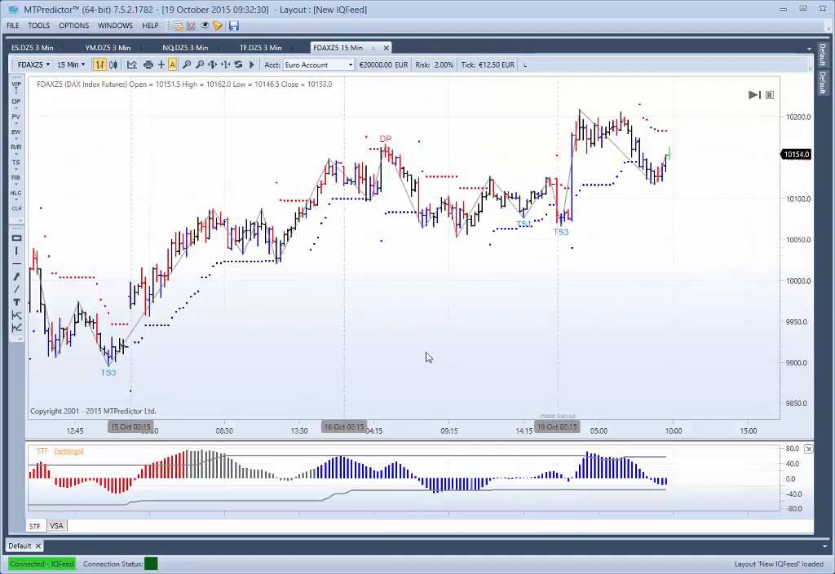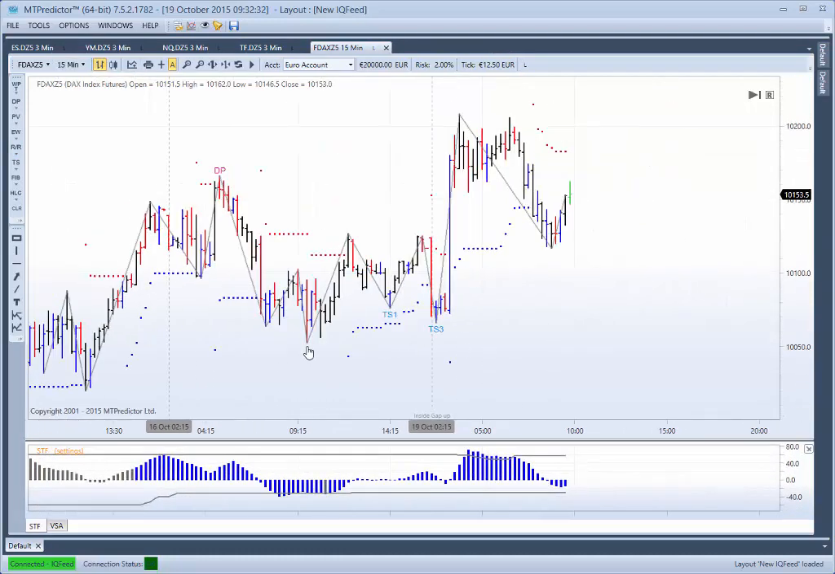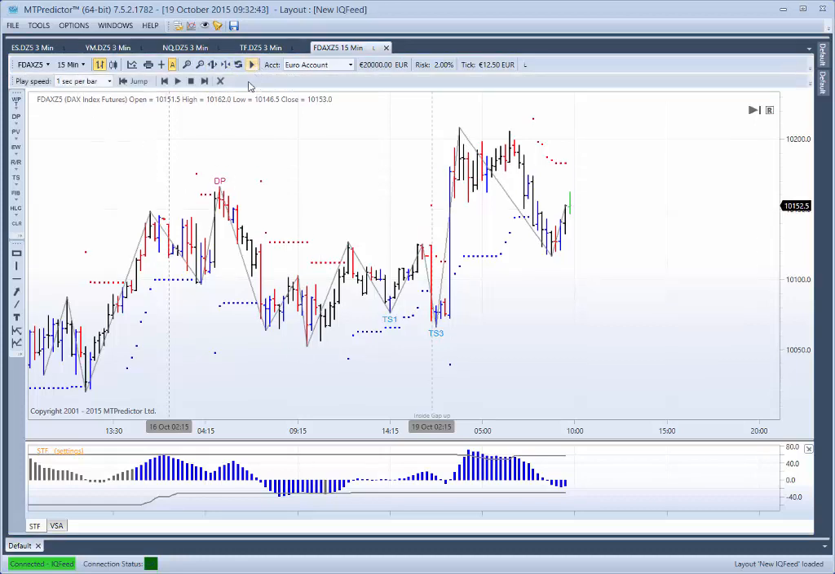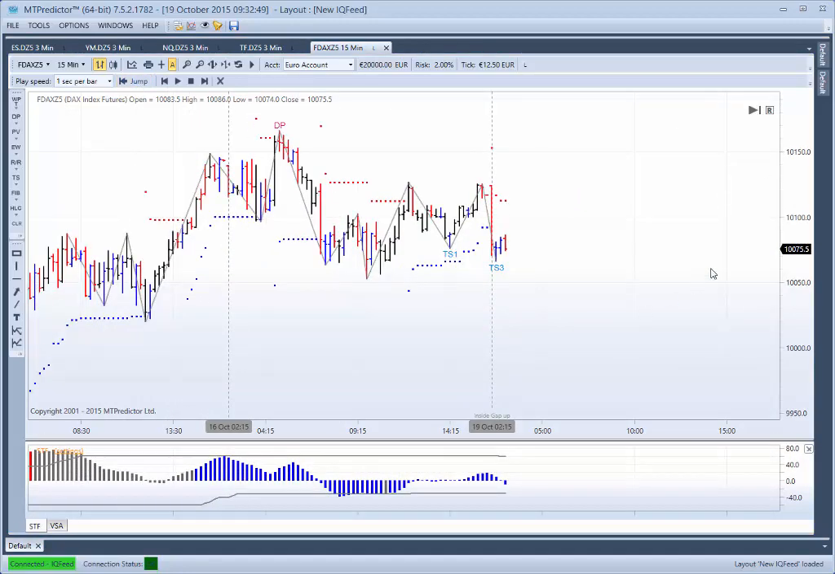The reason we do this is because we can put our DPs, which are decision point levels, on a higher time frame chart, and these are leading indicators. They're on the chart in advance before the market gets there. So I just want to turn our training mode on and go back to earlier in the day, just after it opened this morning, when the DAX is right the way down here.